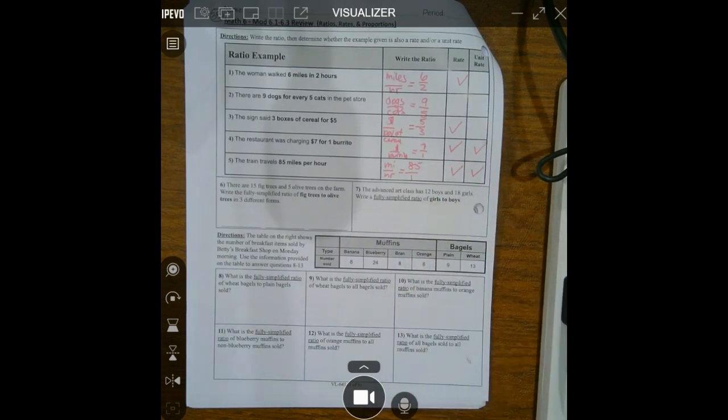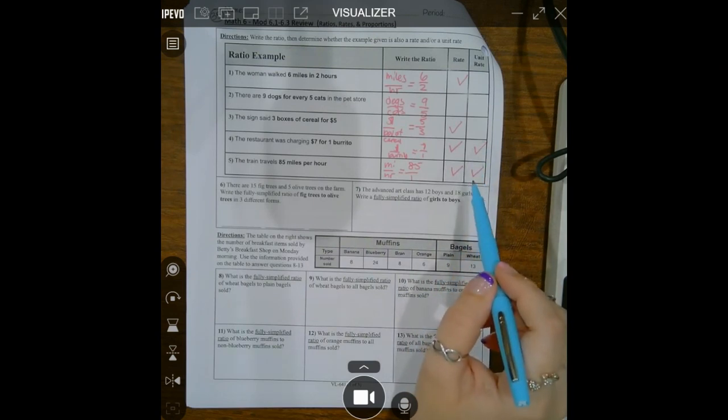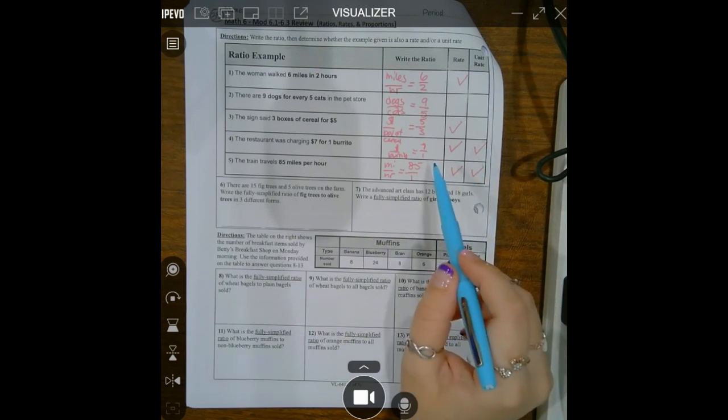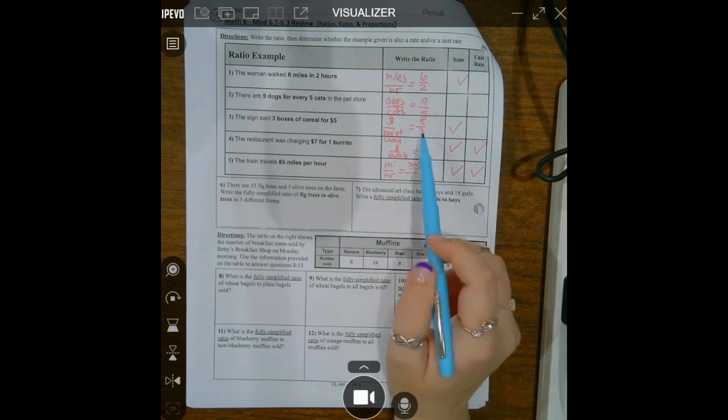Okay, you're not so much going to be tested on that. It's just we were trying to reiterate the fact that if they ask you to find the unit rate, make sure that you fully reduce it, okay, so that your denominator is 1, versus this one is just a rate, and you would just leave it like that.